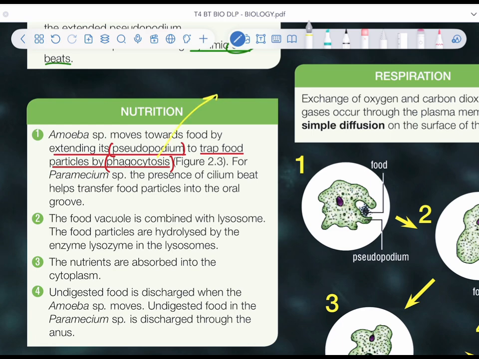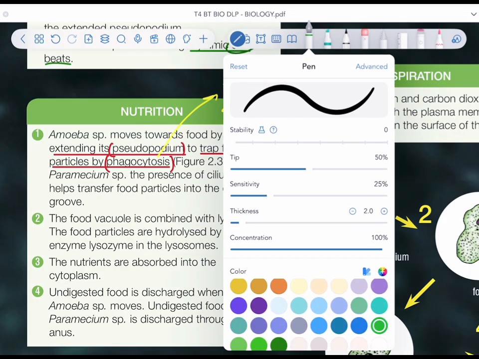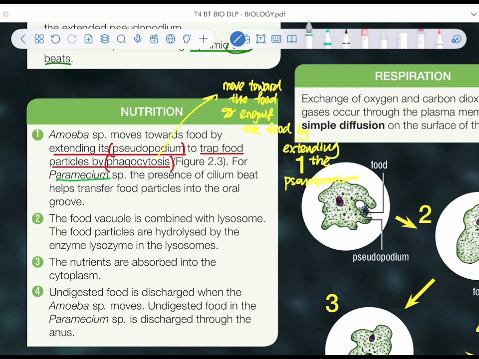the Amoeba species will move towards the food and engulf the food by extending the pseudopodium. Okay, so for the Paramecium species, it will use the cilia to help it to move.